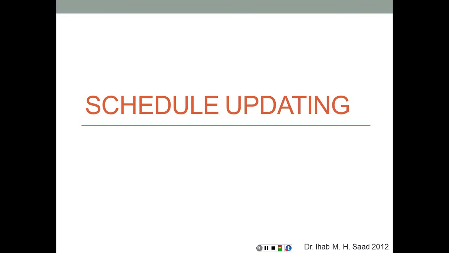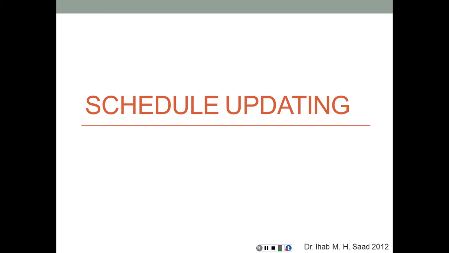Hello again in a new lecture of construction scheduling, and today we're going to start talking about schedule updating. As you remember, when we discussed the time management steps, we mentioned 6 steps. The first one was activity definition, the second one was activity sequencing, followed by resource estimating and duration estimating, and then we have schedule development, and finally schedule control.